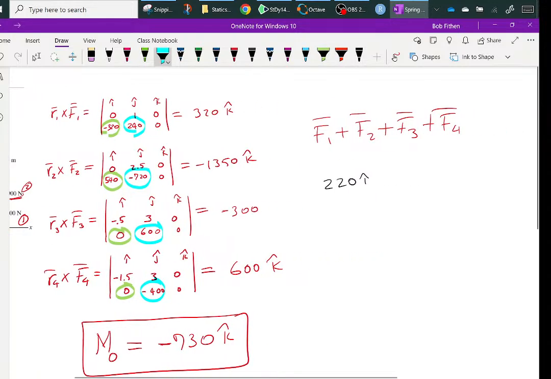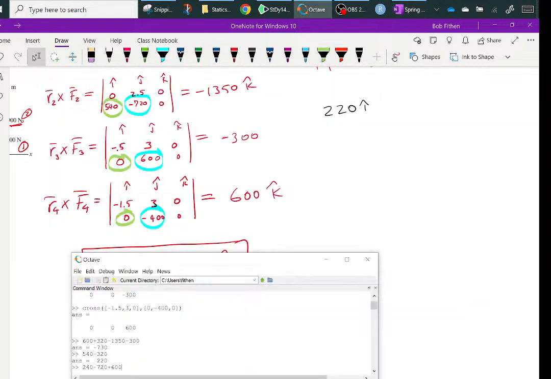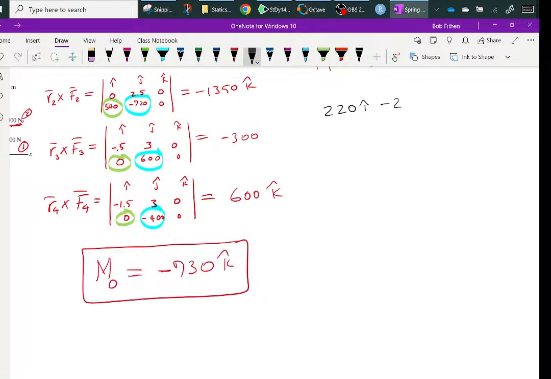So adding up the blue, or depending on the way you look at it, subtracting the blue, I get 240 minus 720 plus 600 minus 400. That gives you a total of minus 280. So the total force there is that. Oh, that's an 80.